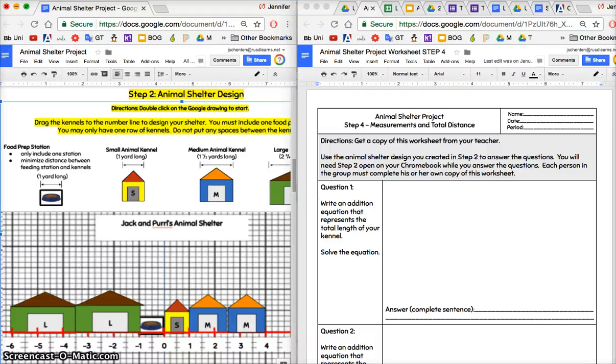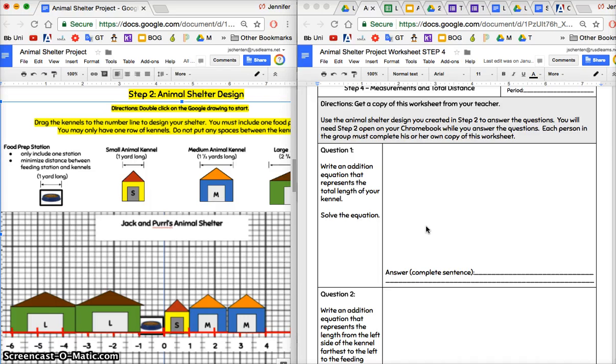Hi class. So this is the instructions for step 4 of the animal shelter project. I have two things side by side here. You should have the worksheet in front of you that looks like this. And you should also have in Google Classroom the file called Animal Shelter Project open. On Google Classroom, this is the name of it. It'll be a few assignments down. Go back to it and you want to have open step 2. You're going to need that to show your work on the paper for step 4.